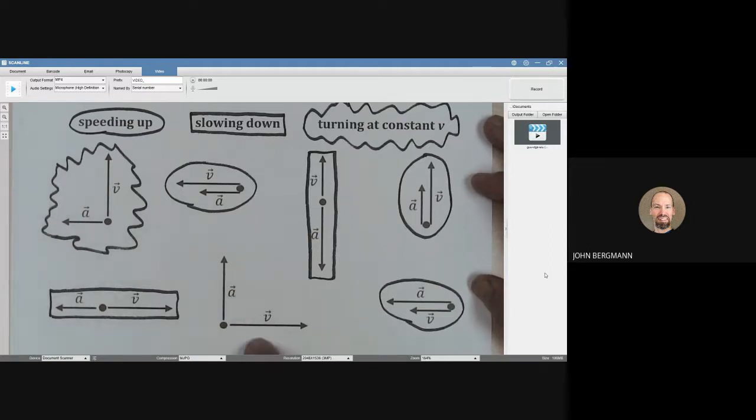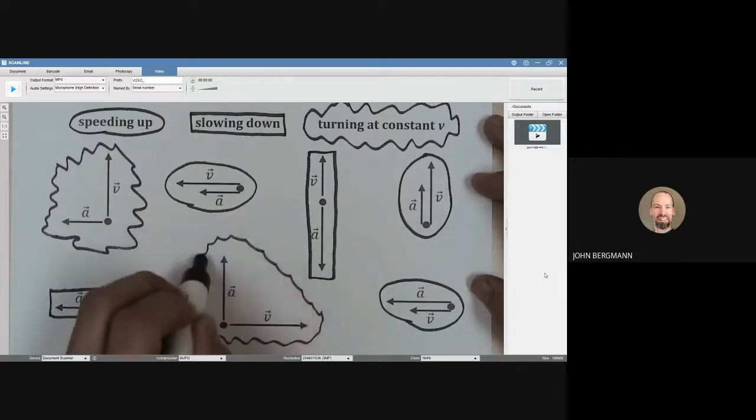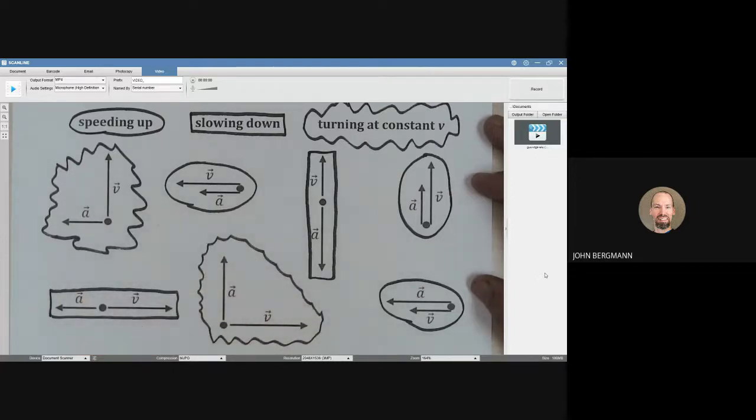Same thing with this guy down at the bottom of the screen in the middle. He's not speeding up. He's not slowing down. He's going to be turning at a constant speed. We're going to dive into these ideas a little bit more in the next couple of videos.